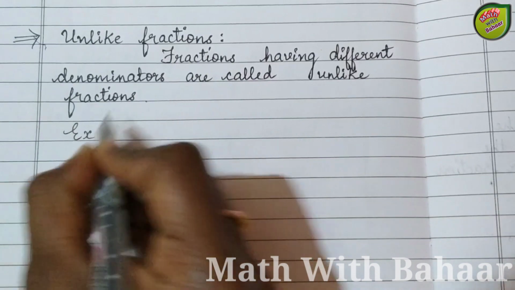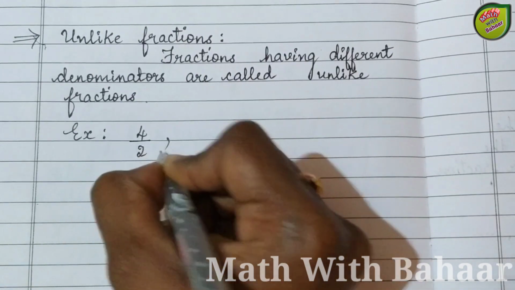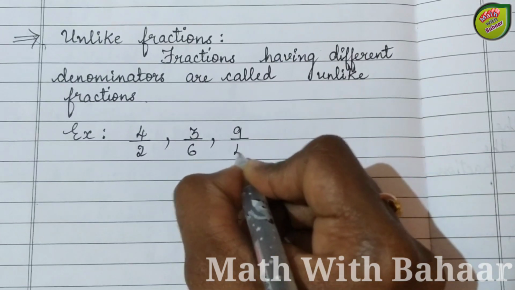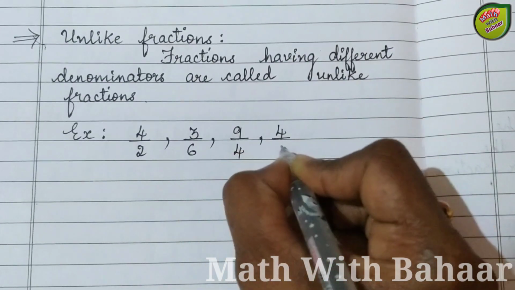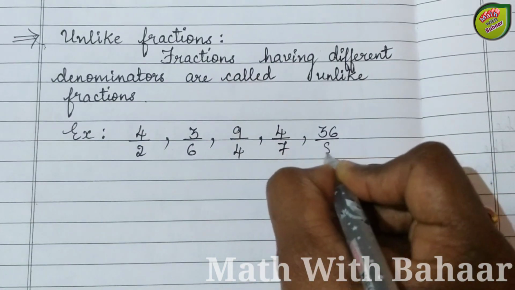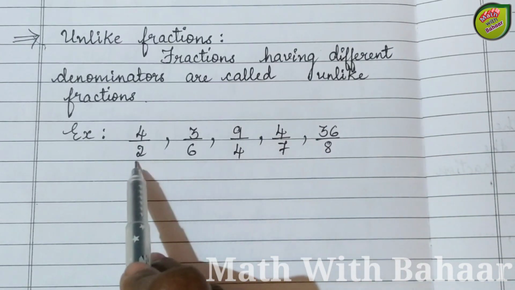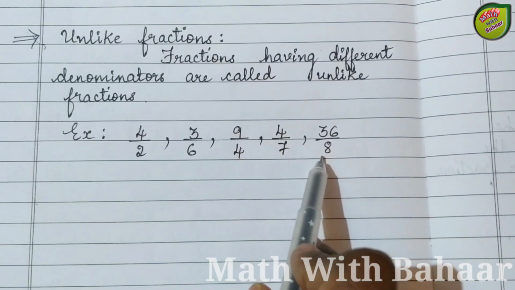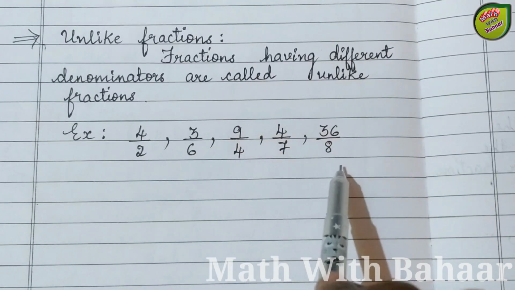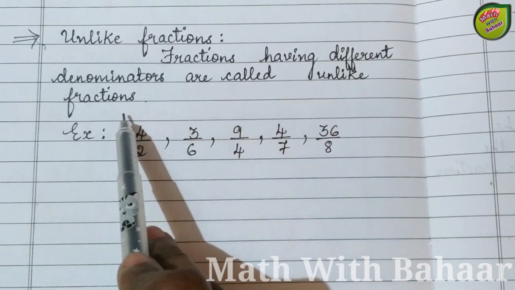Let us have some examples. Let's have 4 divided by 2, 3 by 6, 9 by 4, 4 by 7, then let us have 36 by 8. Here we can observe that all the denominators are different. They are not the same. We are not going to consider the numerator. We have to consider only the denominator. So fractions having different denominators are called unlike fractions.